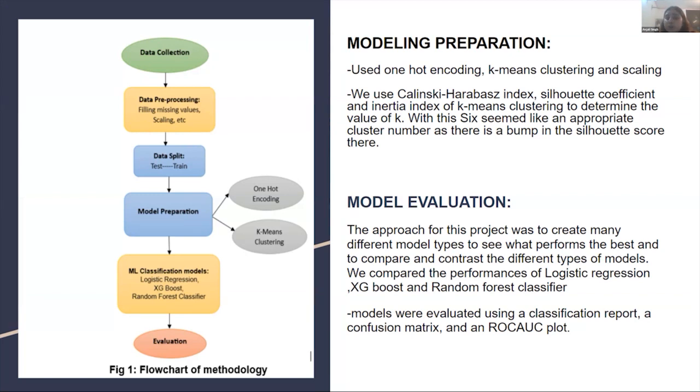The approach for this project was to create many different model types to see what performed the best and to compare and contrast the different types of model. We compare the performances of logistic regression, XGBoost, and random forest classifier. Models were evaluated using a classification report, a confusion matrix, and an ROC-AUC curve.